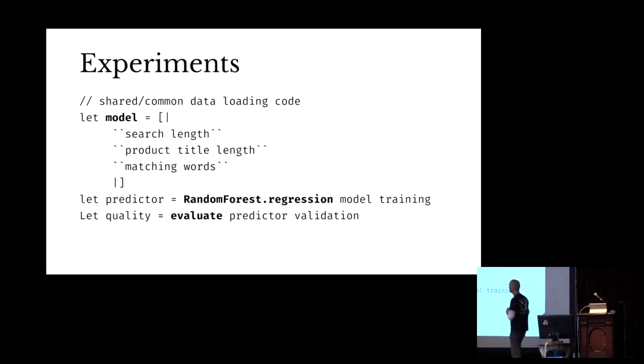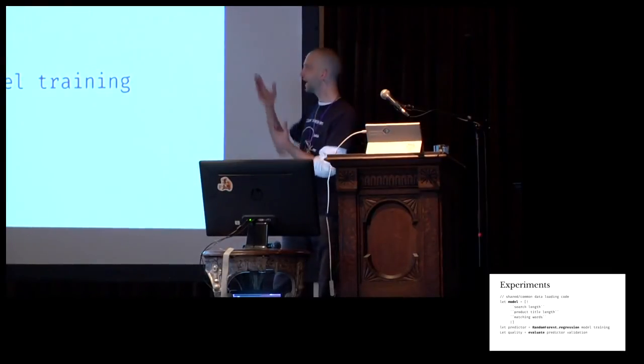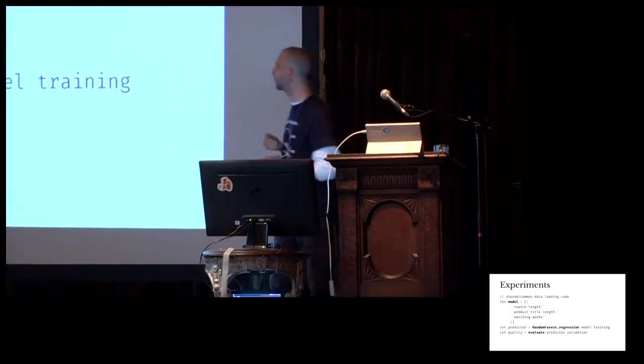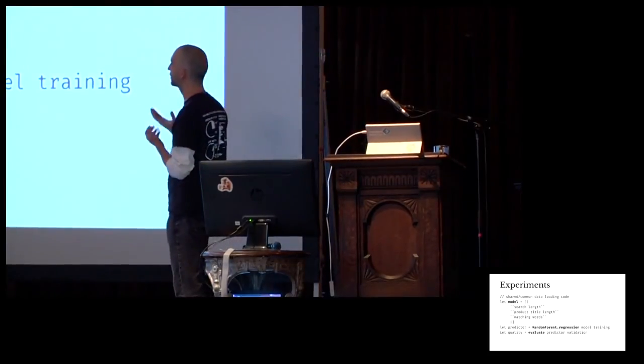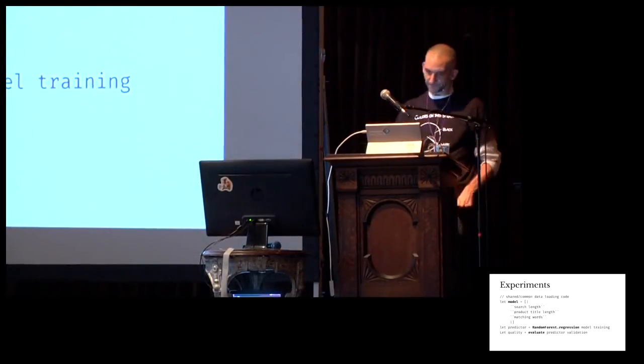And so an experiment will be simply load some data, so that's shared code, removed out of this because it's not useful, but a model will be, in this model, I will take search length, product title, matching words. So this is very readable. If I look at this, I know exactly what, it's not hidden in arrays and all of this. I can see my model was using all these features, and now I can pass it to a particular learning algorithm, and I will get a quality by evaluating against the data I have.